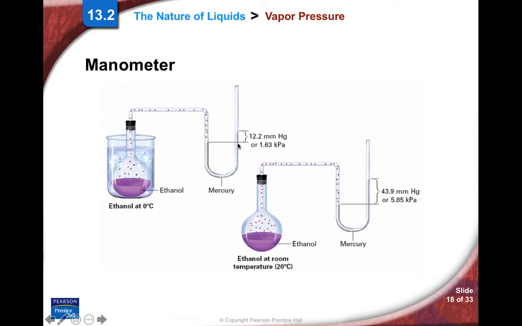This is how they used to have to measure things. So here's a small difference from where the molecules are hitting the surface of the mercury and where the mercury hits the pressure here.